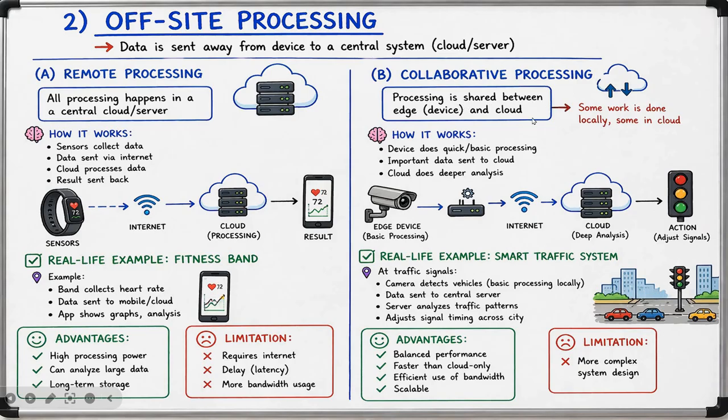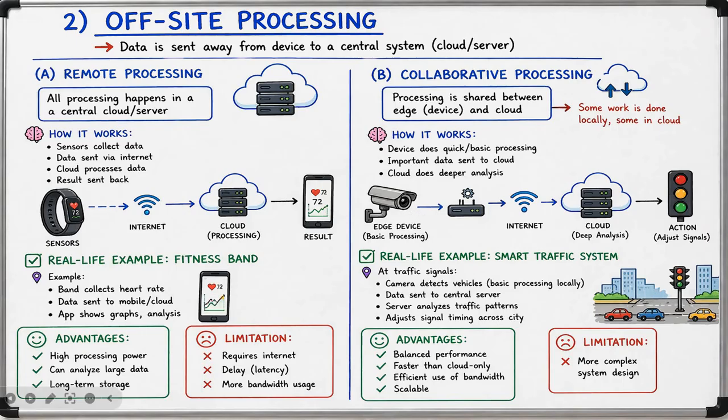So the second type of offsite processing is the collaborative processing, where this processing is shared between the edge, that is the device, and the cloud. So here some work is done locally and some work is done in the cloud. Now here the device does the quick or basic processing, where the initial filtering or simple decisions are made locally, and this reduces the unnecessary data transmission.